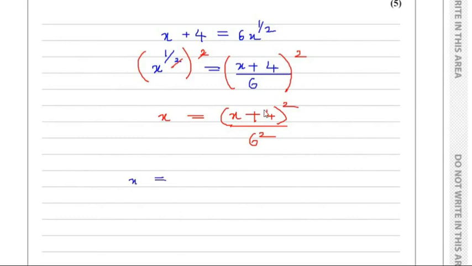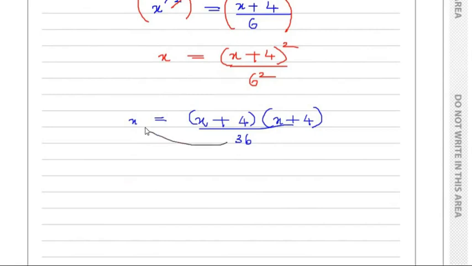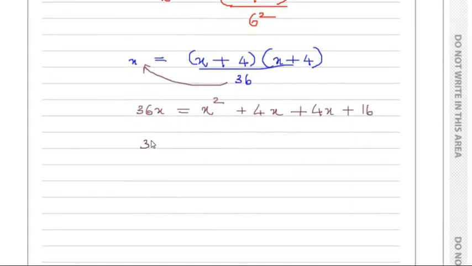So x equals x plus 4 to the power of 2, you can write it as x plus 4 times x plus 4 over 6 square is 36. Now next step is, I will take the 36 on the side and multiply with the x. So it becomes 36x is equal to, now I am going to expand the brackets. So x times x is x square plus x times 4 is 4x and plus 4 times x is plus 4x and 4 times 4 is 16. Further solving this, 36x is equal to x square, and these two are like terms, so we can add them up. So 4x plus 4x gives us 8x plus 16.